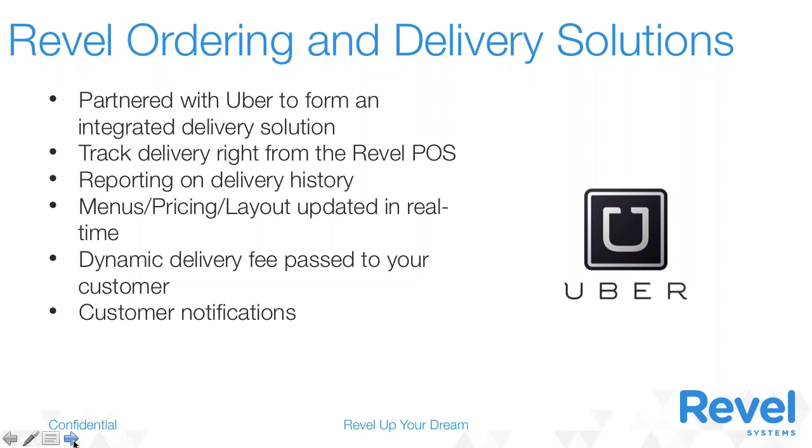You'll still be able to report on delivery history, and you're able to update your menus, pricing, and layout in real time through your management console. So there's no middleman here you have to go through. You're still updating your menu through your Revel management console, right? So with a delivery fee, it is set up dynamically where if Uber is charging you, okay, per delivery, we're going to charge you X amount of dollars.